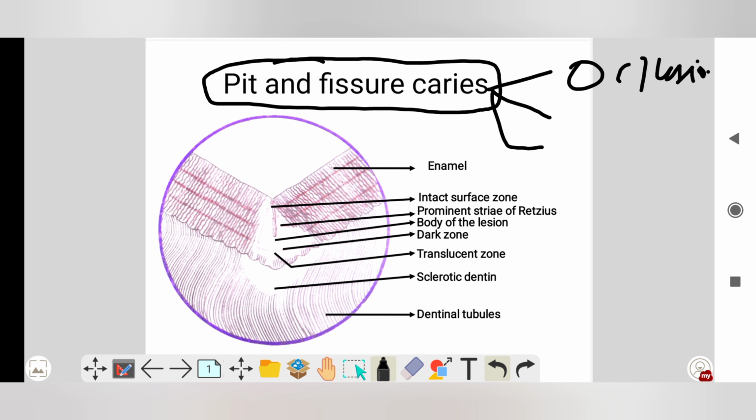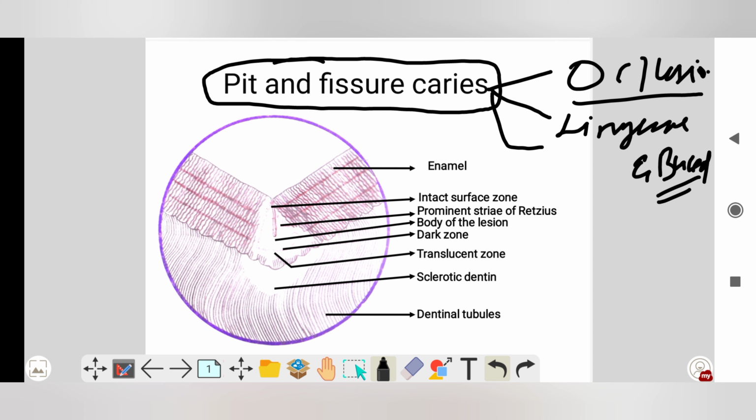Because the occlusal surface has pits and fissures, caries mostly starts in the base of the pit or on the wall of the fissure. Also on the lingual and buccal side of the molars, because the lingual or buccal side of the molar also has developmental grooves or developmental fissures. Because of that, there is retention of food that leads to the formation of plaque and that leads to dental caries.